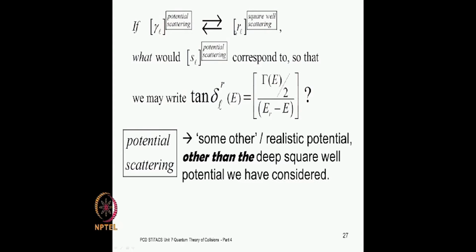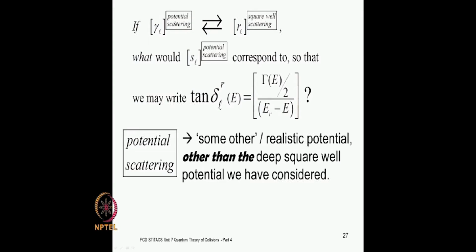So, this will give us an effective interpretation of the resonance width. Now let us look at other cases of potential scattering. When I use the term potential scattering, I am specifically looking at those potentials which are other than the square well potential. What I have for a square well potential is what I indicate explicitly by writing square well scattering as a superscript over here.